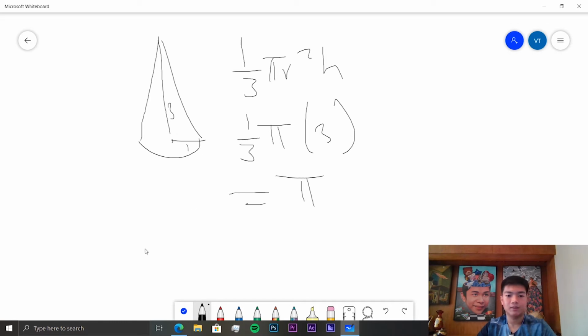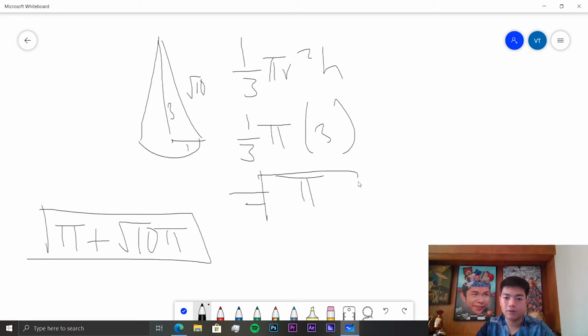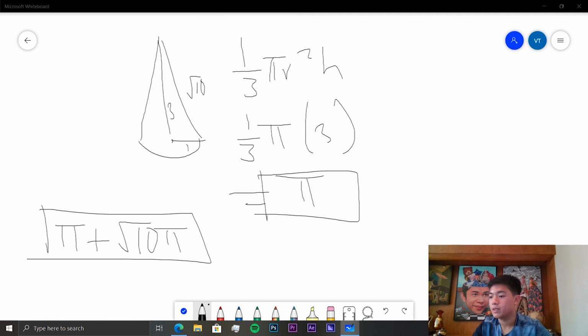Yeah, so the surface area of a cone is pi r squared plus pi r s, where s is the slant height, so this is root 10. So we have pi r squared, which is pi, plus pi r s, which is root 10 pi. So our total surface area is pi plus root 10 pi, and our total volume is pi for this one. So yeah, 3.14 and around, I think, 13.1.